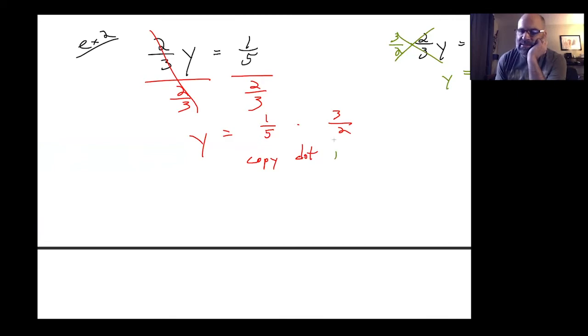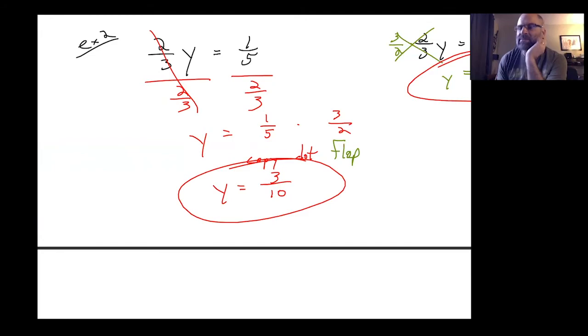But you can do this way if you want. So y equals 3/10 here as well. Either way, you'll get to the same answer.